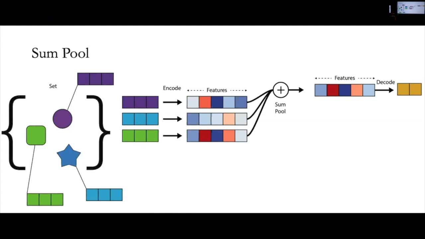Another way of looking at it: if I have this set, these are my points, I map this to this higher dimensional latent space, and then I do an element-wise sum, and then I have a final decoding step. So this is a normal deep set.